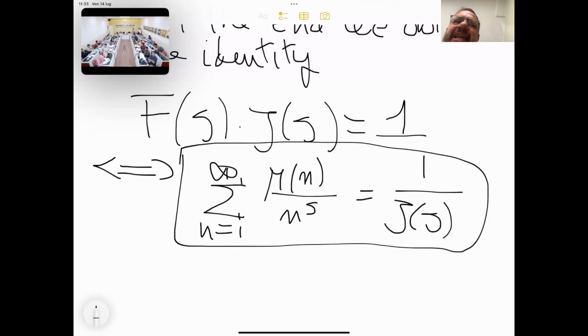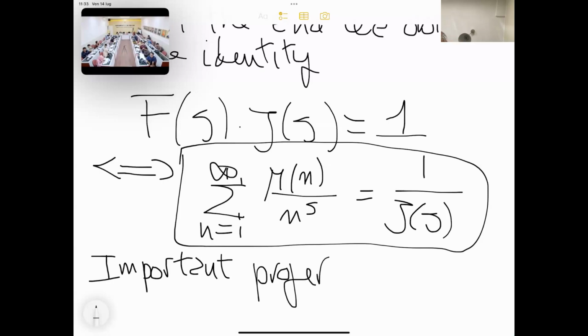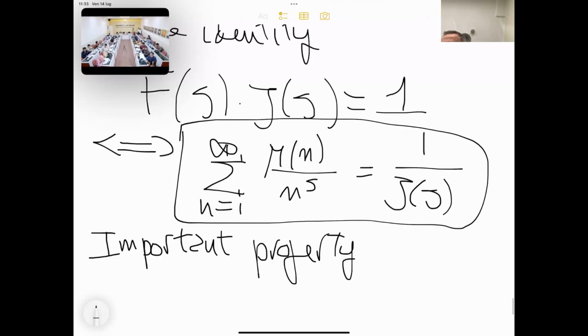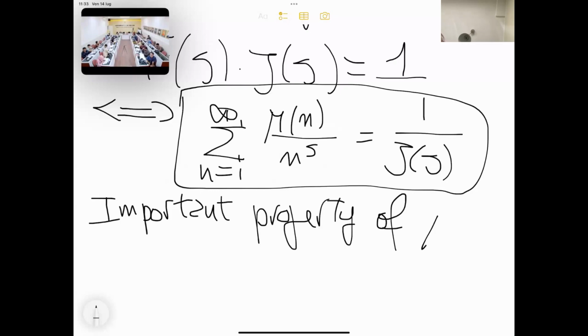But you might need this formula next week when you work on the Riemann zeta function with Michel Waldschmidt. Okay, so an important property of mu is the Möbius inversion formula.